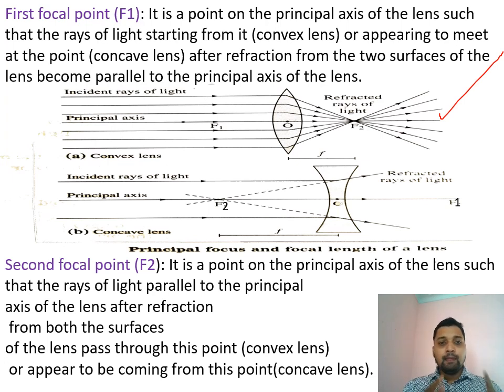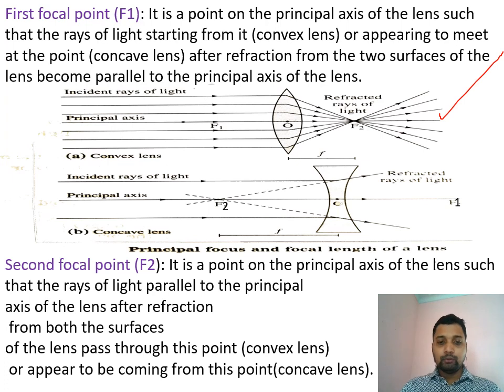But in the case of a concave lens, a ray of light coming from the right side appears to meet at a point on the right, and a ray of light coming from the left side appears to meet at a point on the left. For that reason, if we look here, in a concave lens F1 will always be on the right side and F2 on the left side. So F1 and F2 are the two foci of a lens.